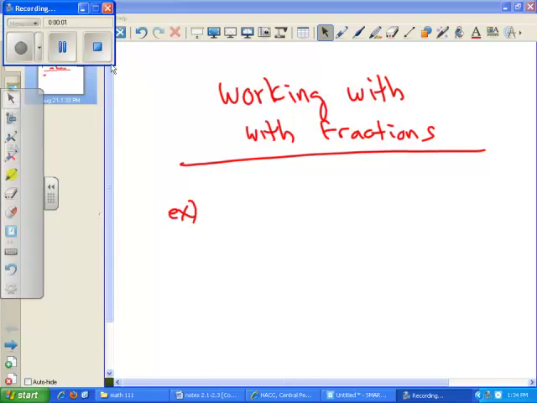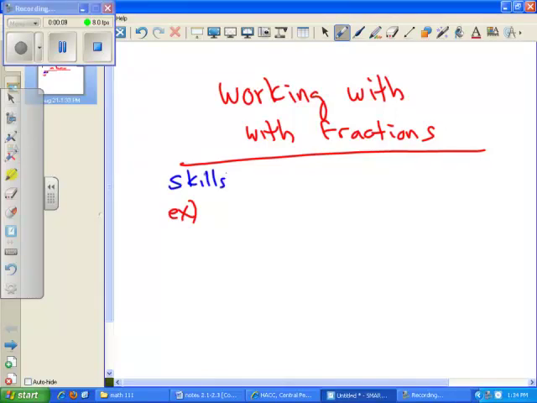Okay, so we need a few reminders on working with fractions. I know you know how to do it. I just want to bring things to the front burner. So skill number 1 is writing equivalent fractions. These are things that I know you know how to do. We're just refreshing. So I'm being positive. I'm going to remain positive.